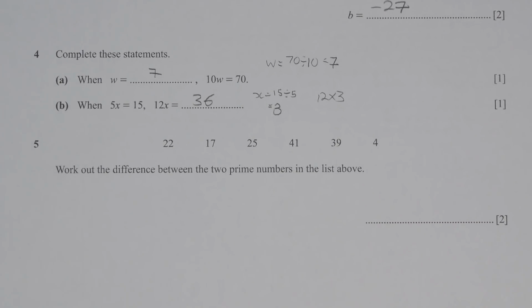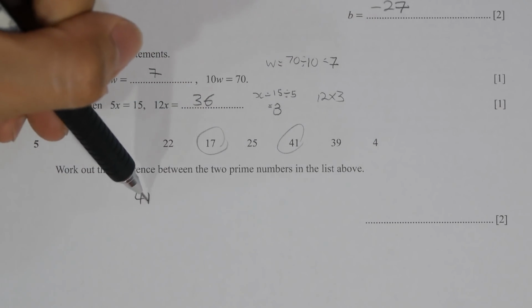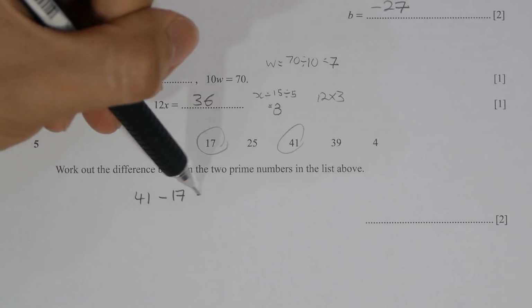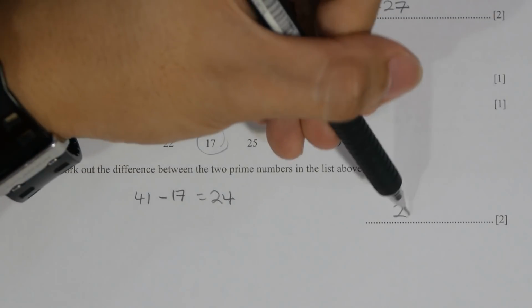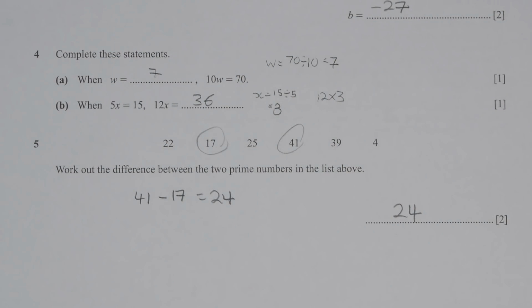For number 5, 2 prime numbers in the list above. So the 2 prime numbers will actually be 41 and 17. Then find their difference, then you will get 24.